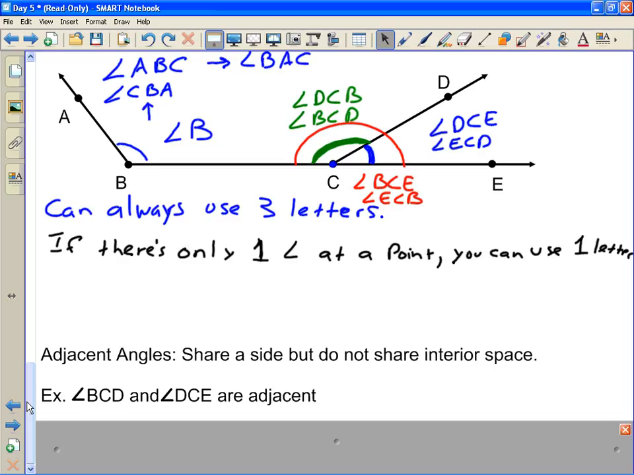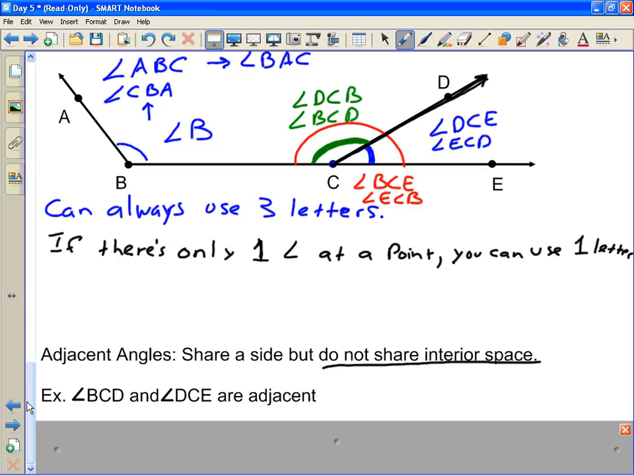So if you look at the blue and green angles up here, the side that they share would be CD here. This is a side of the green angle and a side of the blue angle. So they're sharing that side. That side is helping to make up both angles. So that would mean that they are adjacent. Now notice it says they do not share interior space.